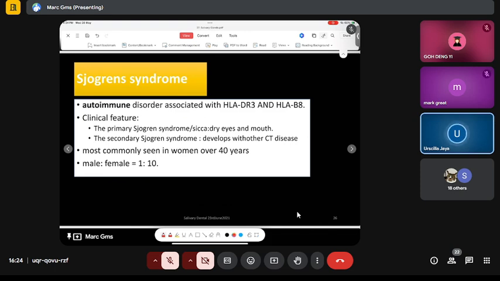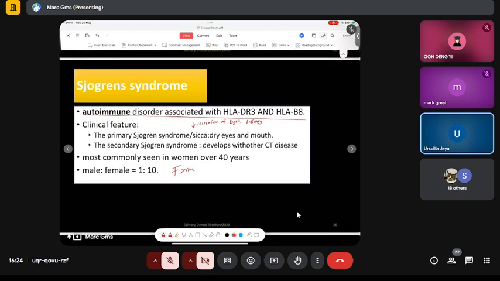Sjogren's syndrome is actually an autoimmune disorder associated with HLA-DR3. The clinical features are that it's either primary or secondary. In primary, your patients will come in with associated symptoms such as dry eyes. In secondary, it develops with other diseases. It is most commonly seen in women more than 40 years old. The ratio of male to female is about 1 to 10, which means it's 10 times more common in females as compared to males. Okay, next.